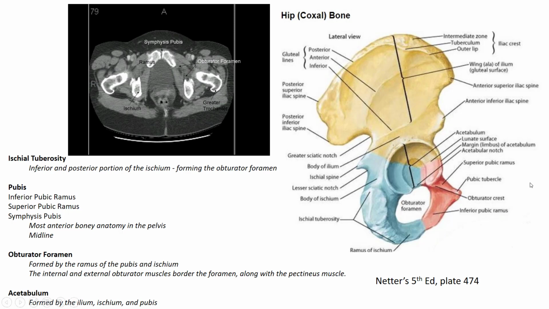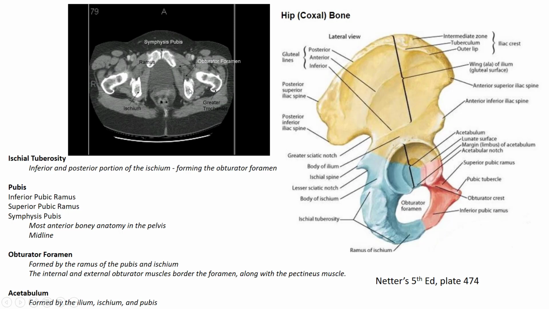So in this image, we are down fairly low. We're down past the head of the femur, and that's why you're not seeing that rounded head of the femur that you would expect to see. You're actually seeing the ischial greater trochanter here on the side, and we'll go into that when we take a look at the femur bone.